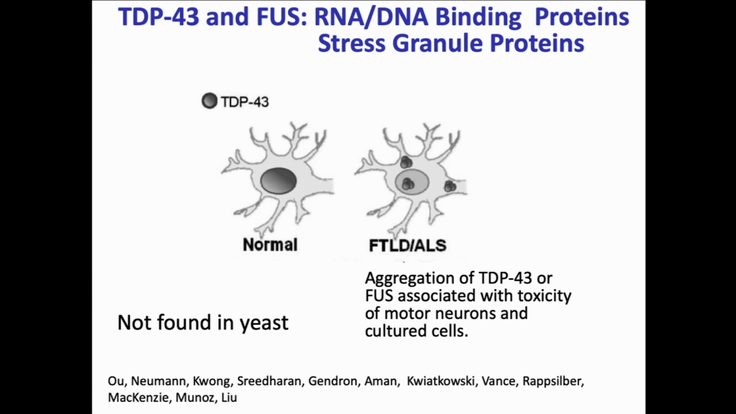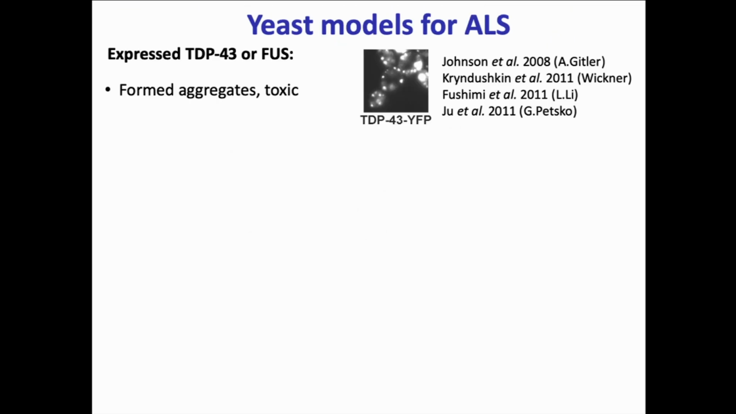Both TDP43 and FUS are stress granule proteins. They are not found in yeast. They aggregate in patients' neurons, in nuclei, particularly cytoplasms, and they're associated with toxicity. They kill the neurons. Several groups modeled ALS by overexpressing TDP43 and FUS, and they found that they formed aggregates and were toxic.